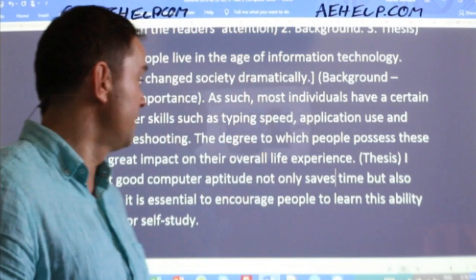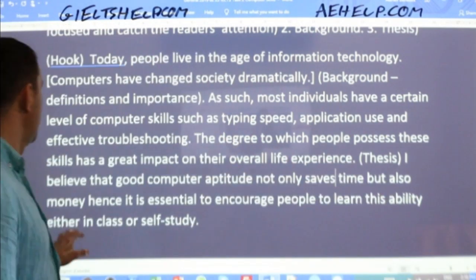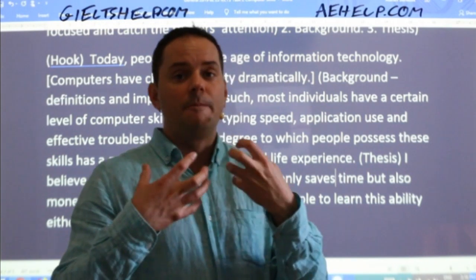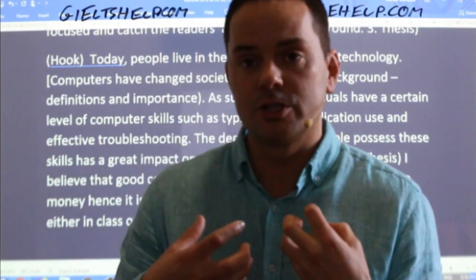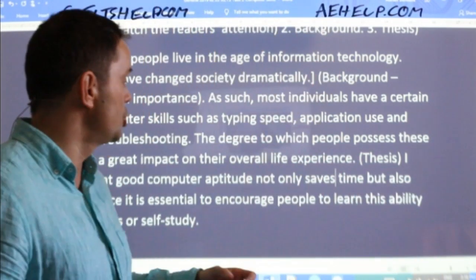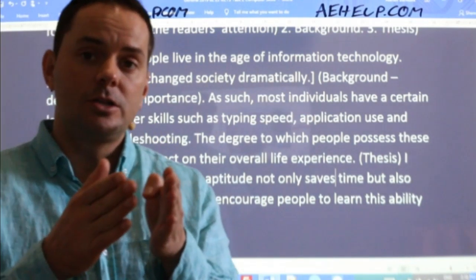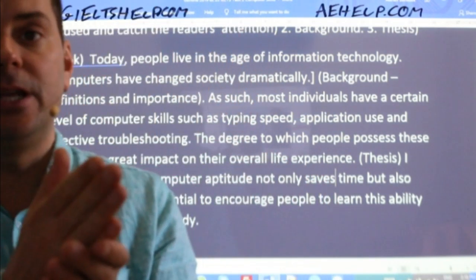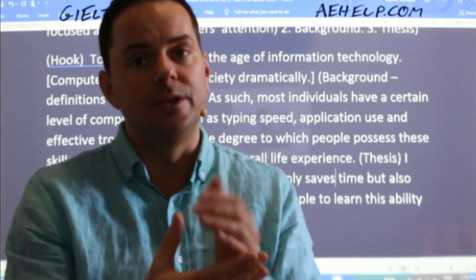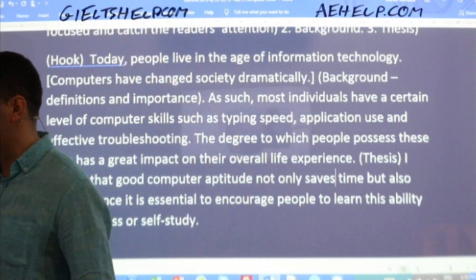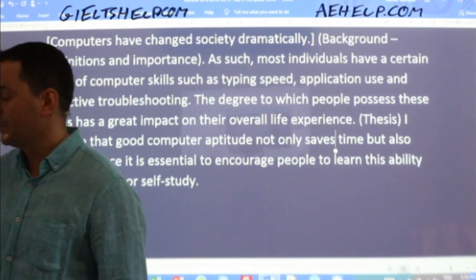So I'm using first person voice. I believe, okay, that tells my reader that this is a subjective opinion of the writer. It's a first person voice. And it has to show a very clear direction of the essay. So, okay, this essay will talk about computer skills affecting time and money and the quality of life, and then the need for education. That's how you get a band 8 or a band 9. Absolutely. All right, students.